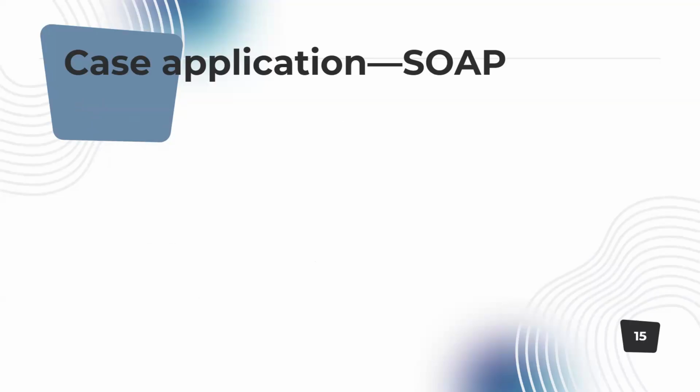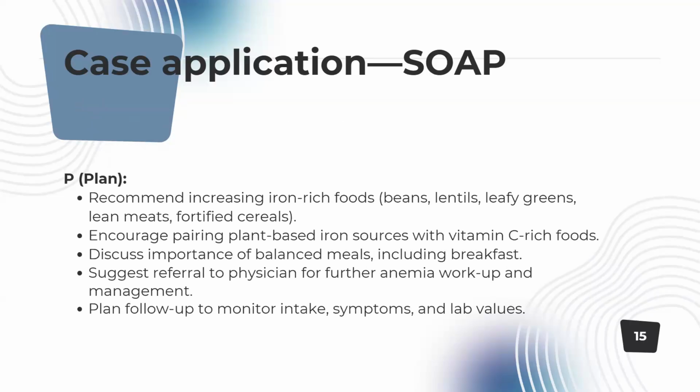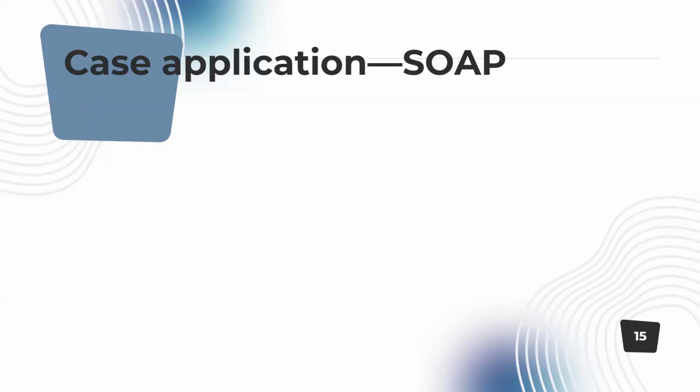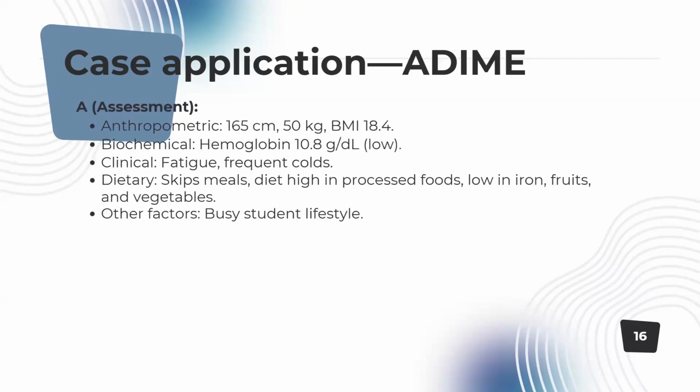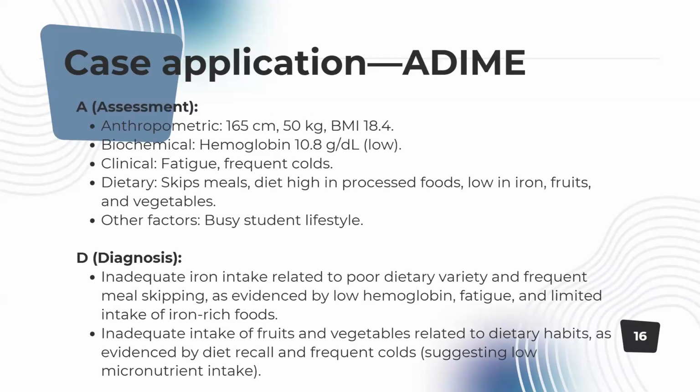And then in our plan, we start to say, well, this is what I, as a dietitian, can do to support her. Okay. Looking at it from the ADIME perspective, it's a little bit different, where the assessment is going to be a combination of subjective and objective data. And in this assessment, we are looking at the anthropometric data, biochemical, clinical, dietary, and others. So the others might be a lifestyle review.